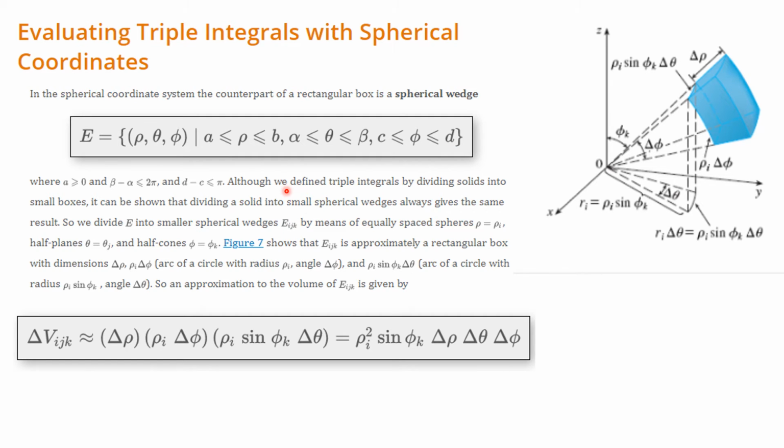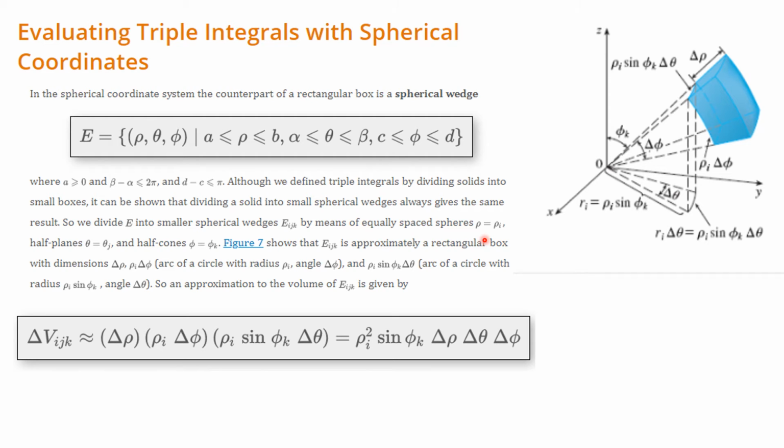Although we define triple integrals by dividing solids into small boxes, it can be shown that dividing a solid into small spherical wedges always gives the same result. Just take that as a given. We're not going to invest time doing that now. So we divide E, this E, into small spherical wedges by means of equally spaced spheres.